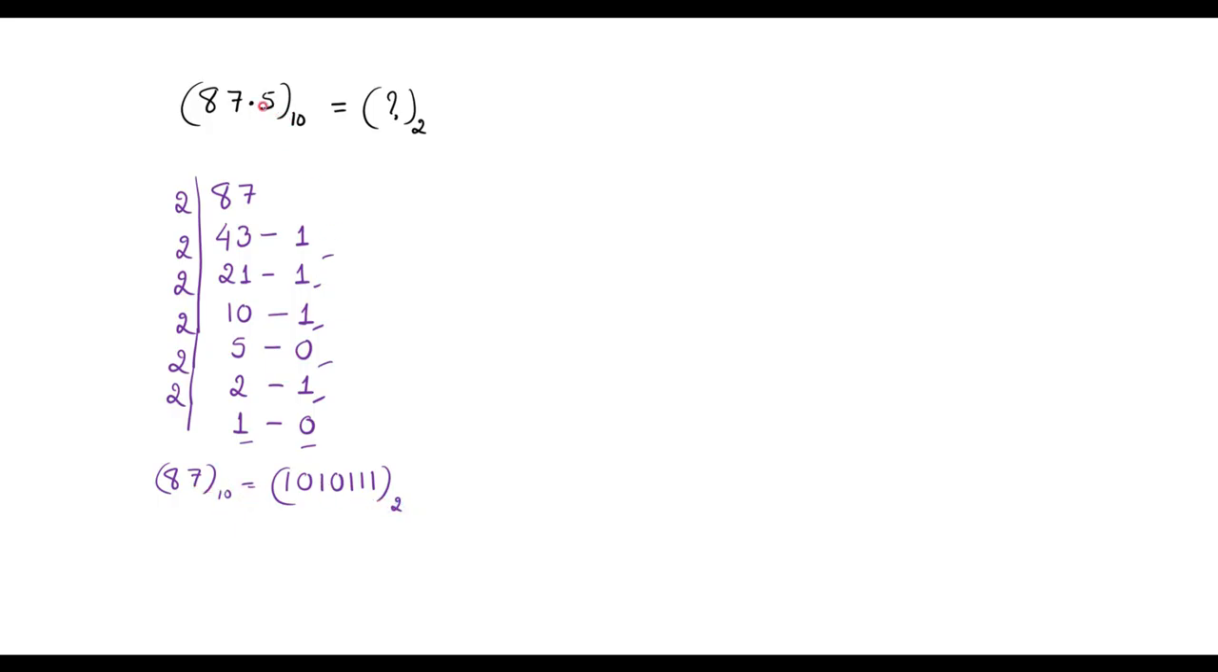So along with this we have 0.5. Let me consider the fraction part. To convert this 0.5 into binary, we have to multiply this 0.5 repeatedly by 2. That is, I'll multiply this 0.5 by 2, and it will become 1.0. Once we get 0 here, we have to stop the process.